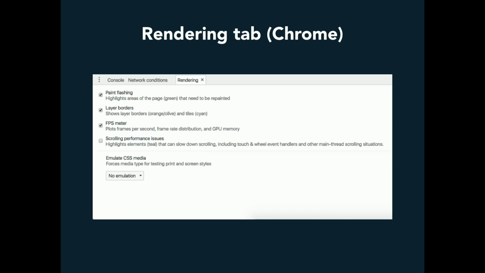And then I go to the rendering tab, which is also in Chrome. It also has layer borders, so we can still see where our layers are created, but it also has really useful things like paint flashing, which will tell us which areas are getting repainted when we interact with the page. Or we can have an FPS meter that will show us if we're running 60 frames per second or if there are some scrolling performance issues.